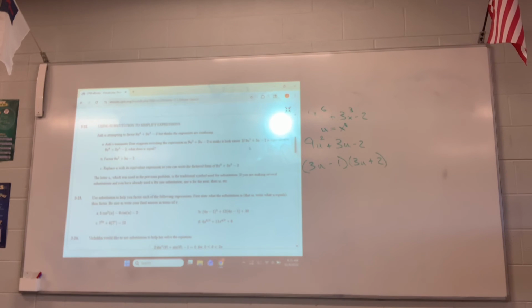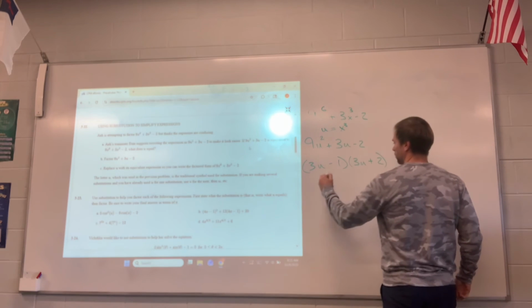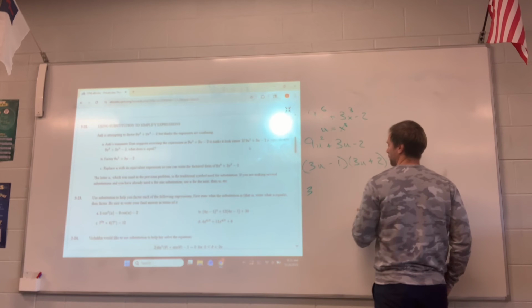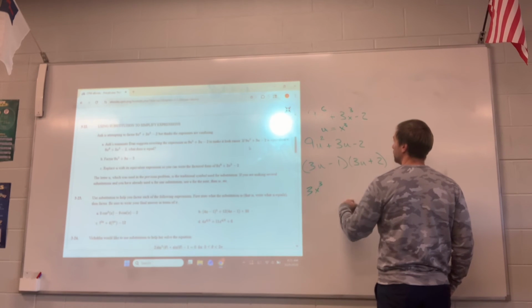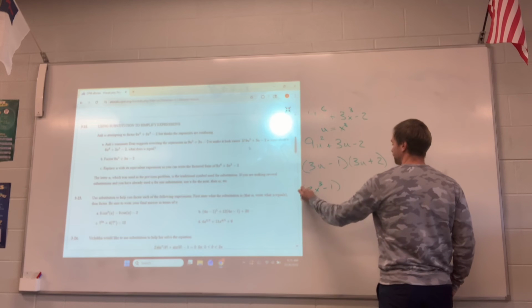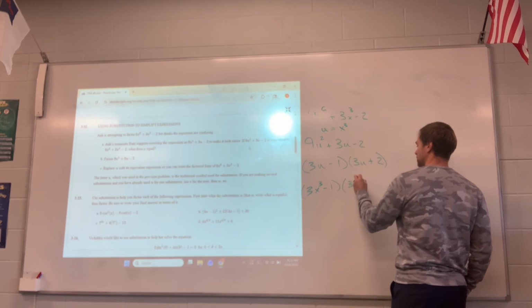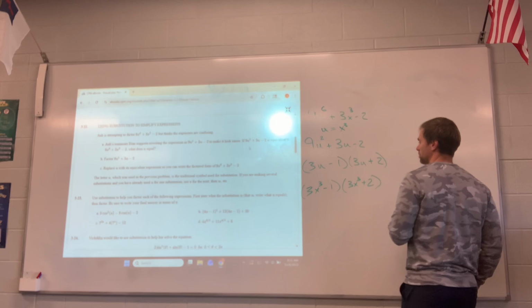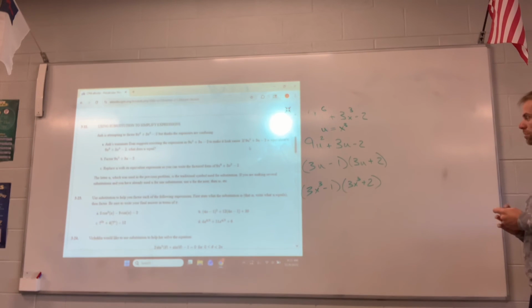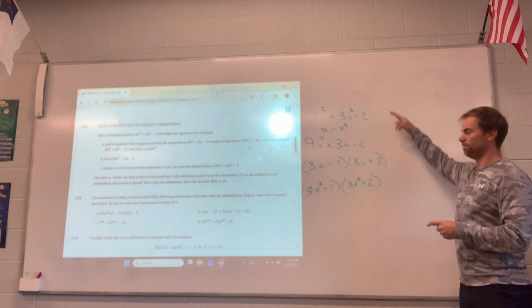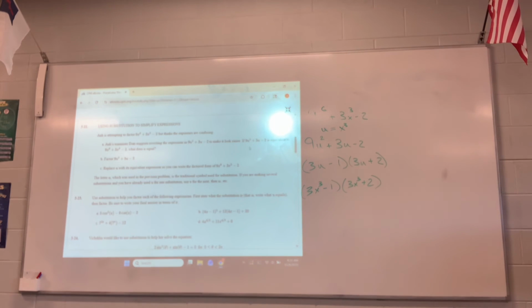Now, replace u. So what is this? If I replace u, what do I get? 3x cubed minus 1, and then 3x cubed plus 2. So these are the same, right? So that's how you factor with u substitution. So if something's confusing to you, you can make it u, factor it like you normally would, and then replace it at the end.